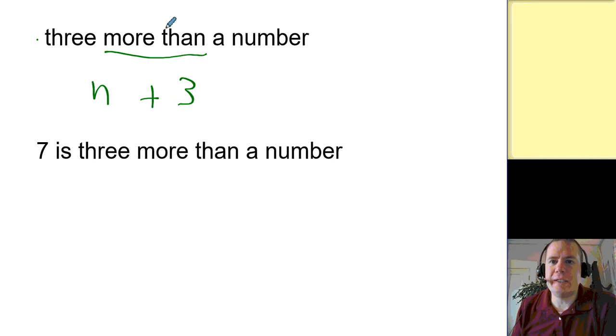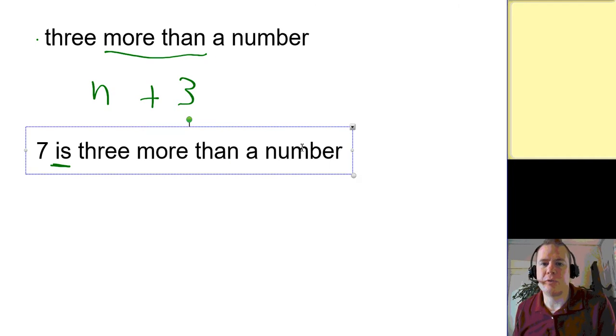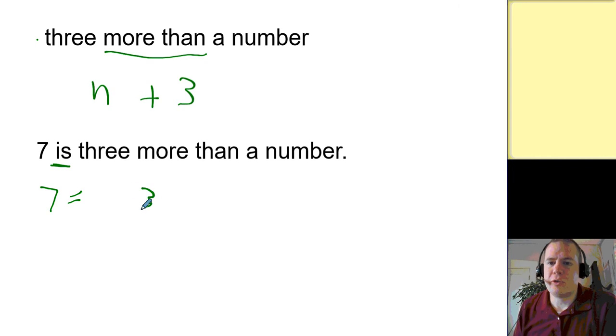Where that is completely changes what's going on here. I now have a full sentence. I can put a period at the end of this. Right? 7 is 3 more than a number. I've got some number. 3 more than that is going to be the same as 7.